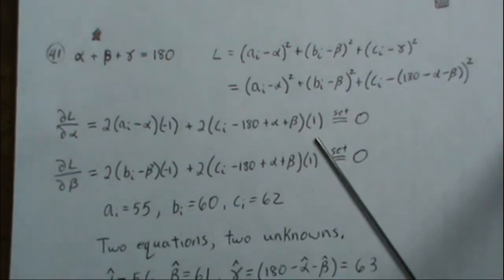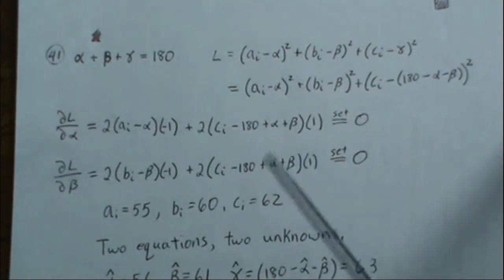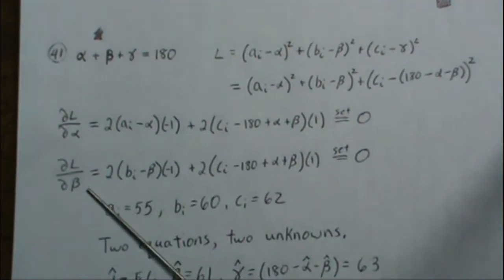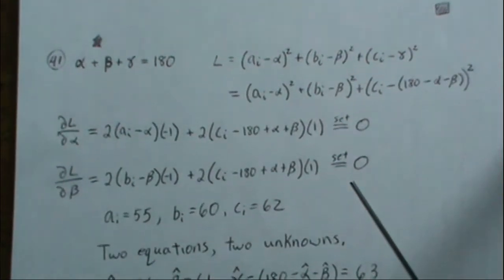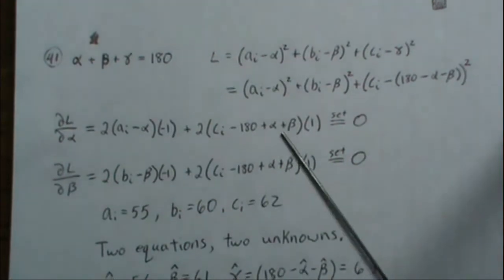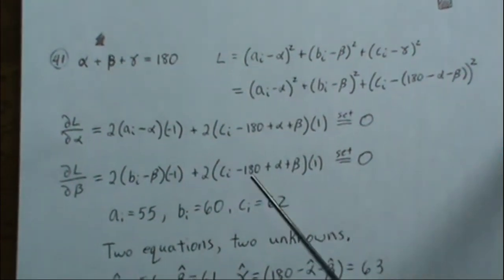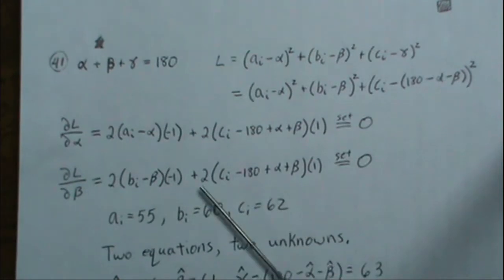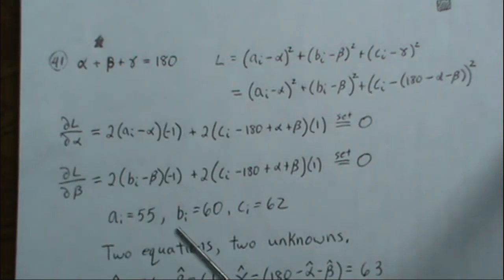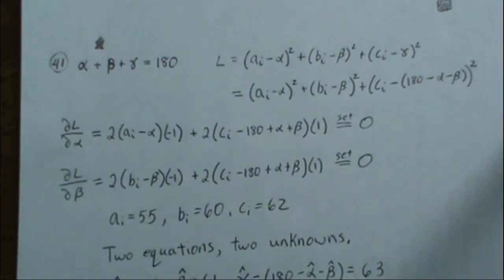Now we take the derivative with respect to alpha and set it equal to 0. Take the derivative with respect to beta, set it to 0. So we have two equations, two unknowns. The unknowns are alpha and beta in here. The A, B, and C are the estimates of our angles. So we can plug in our estimates, and then we come up with the least squares estimate of alpha is 56, beta is 61, and gamma is 63.